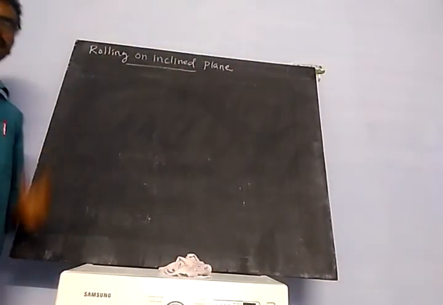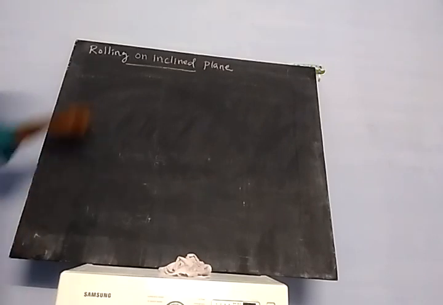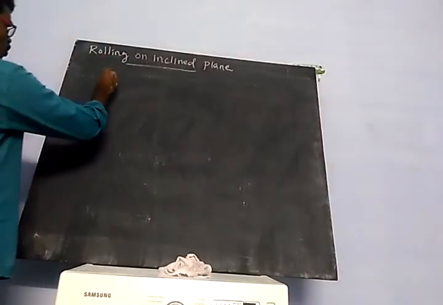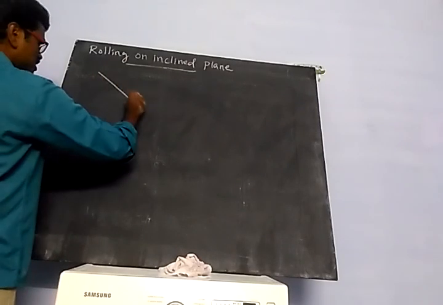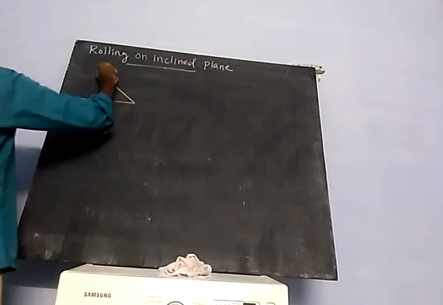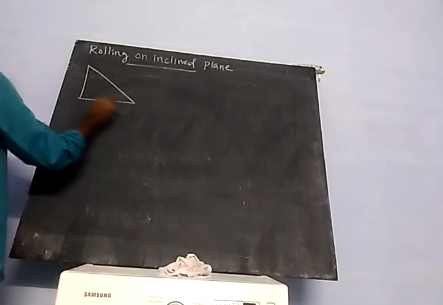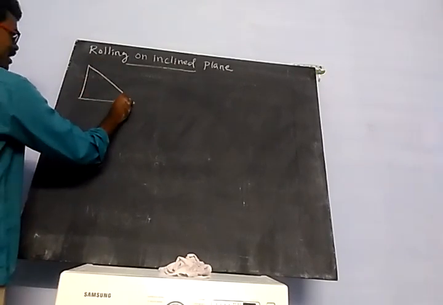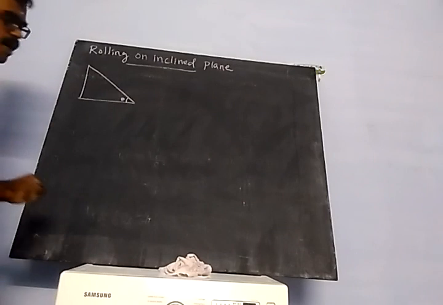Hello students, next we are going to discuss rolling on an inclined plane. Consider an inclined plane. Inclined means it makes some angle, so this angle is theta.